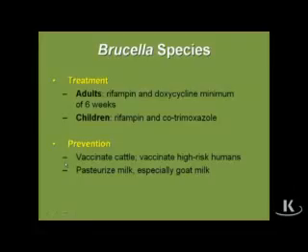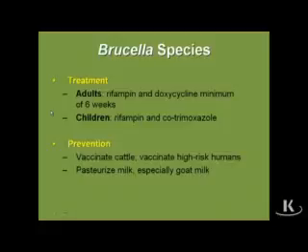Treatment is going to vary depending on who's affected. Adults are going to be given the drug of choice, rifampin and doxycycline, for a minimum of 6 weeks. Remember, it's facultative intracellular. That usually can prolong the treatment. All right. In children, we may use rifampin and cotrimoxazole, all right, for children. So a little bit different.